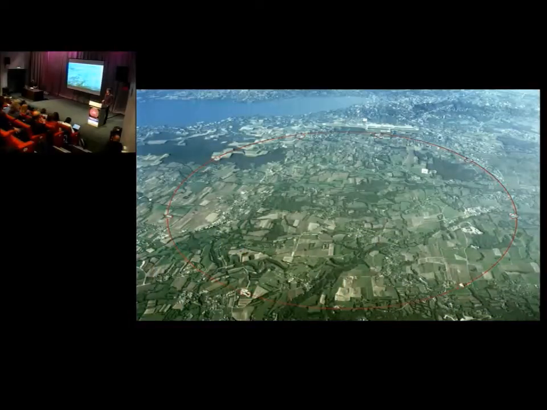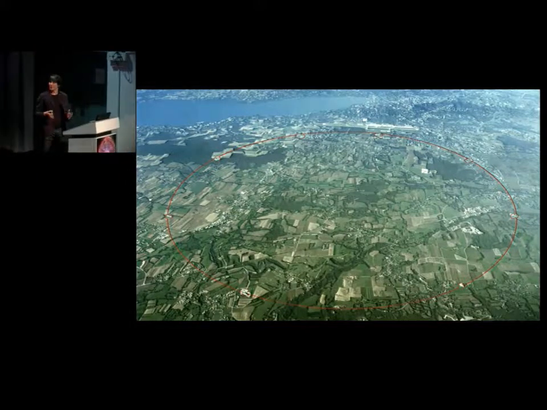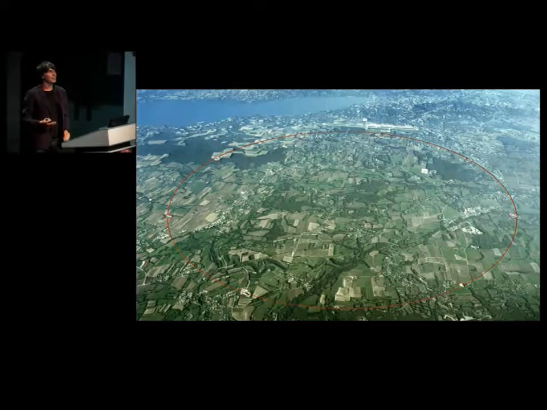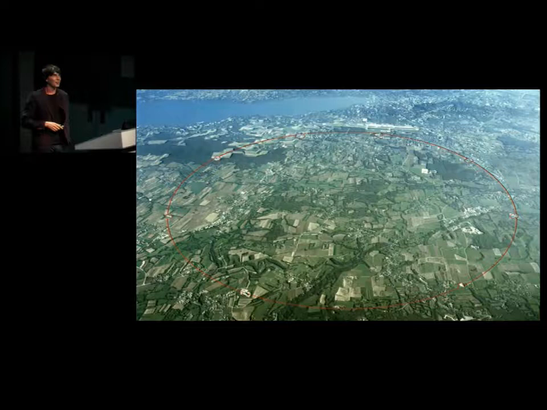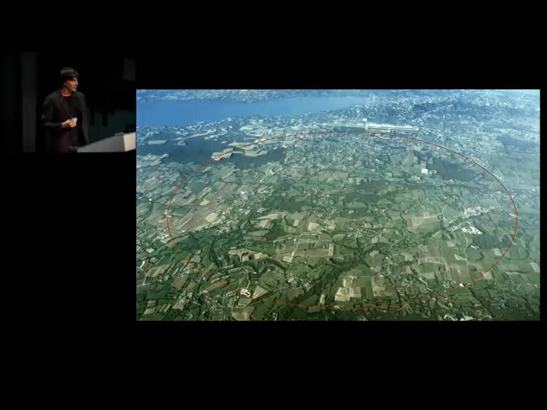So I'm going to talk for the next half an hour or so about how particle accelerators and particle physics in general are used in conjunction with astronomy to understand the origin, evolution, and structures that we see in the universe. You've seen the Large Hadron Collider before, so I don't need to introduce that.